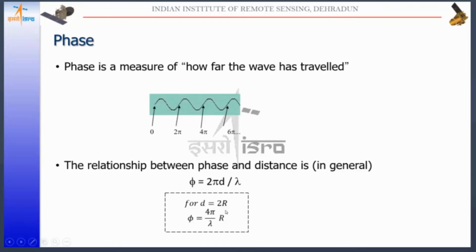If the SAR interferometry is done by two different orbits, then we will use the 2r configuration. If it is done by a single orbit, then we simply use r. So if we put d equals 2r, then the formula is phi equals 4 pi by lambda into r. This is the relationship between the slant range and the phase.